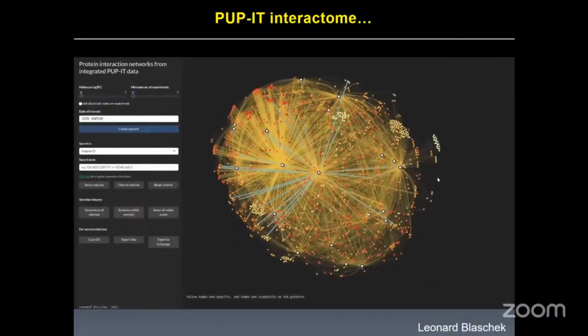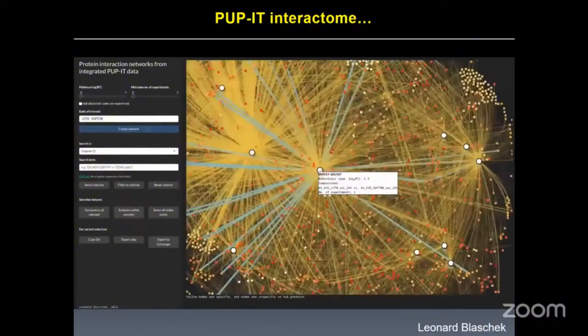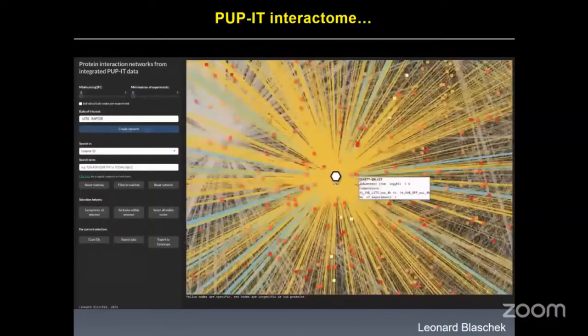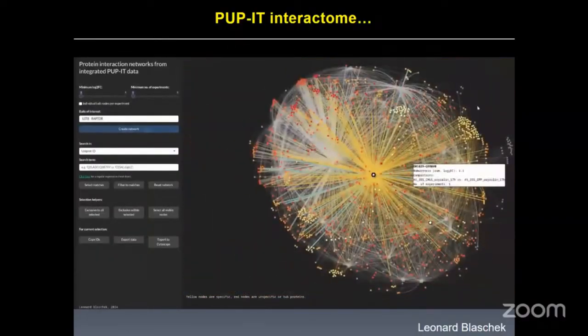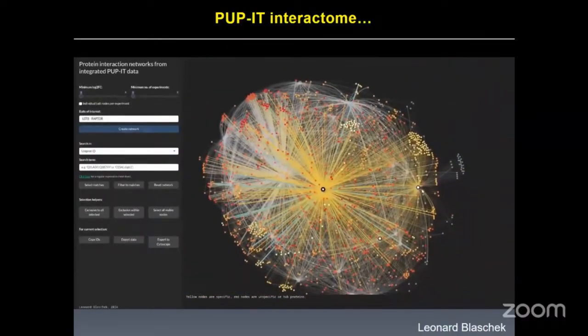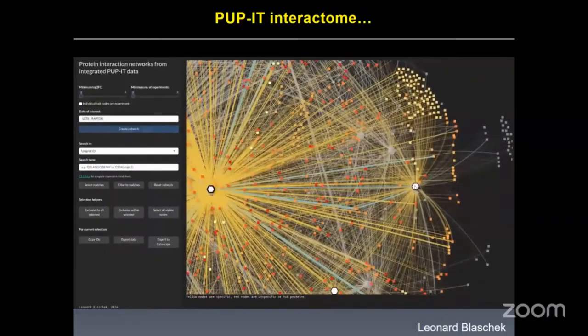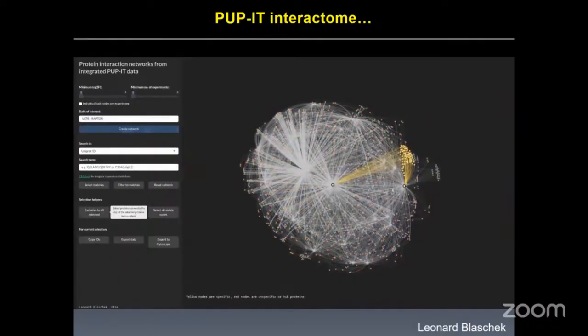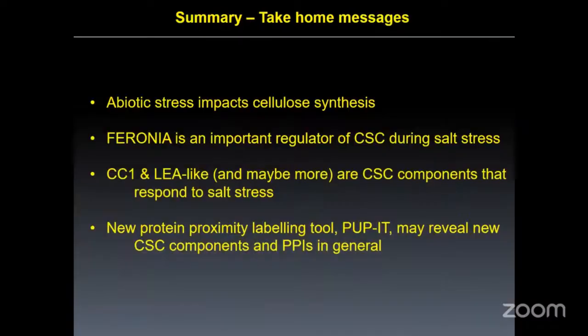Currently we are implementing AlphaFold based analysis on top of this to try to make sense of protein-protein interactions. I think this is something that is really needed in plant biology in general to understand how proteins are interacting. Anyway, I'm going to skip that. Yeah, the summary. I guess abiotic stress impacts cellulose synthesis, in this case salt.